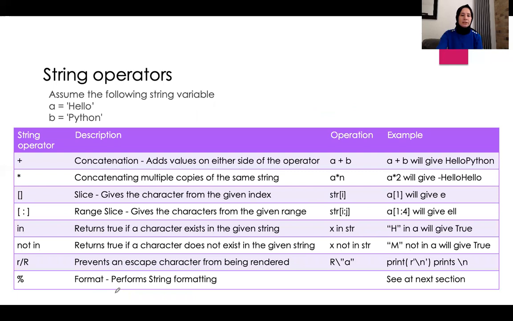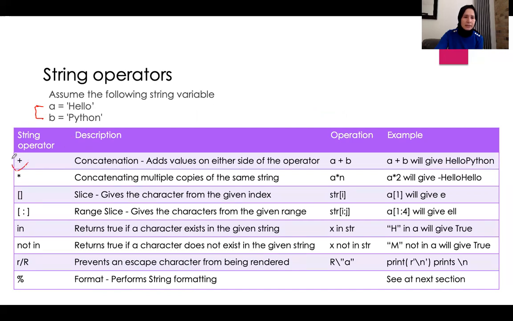And there are some string operators that can be used with string values. To explain these string operators, I'm going to use the following variables as an example, guys. I assume that I have 2 variables, A and B. A equals hello, B equals Python.